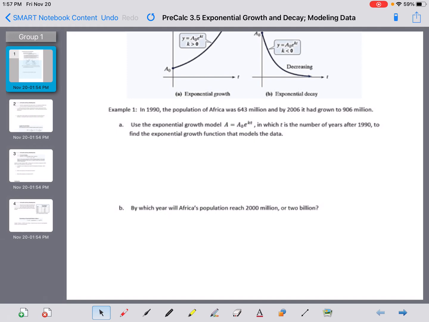In 1990, the population of Africa was 643 million, and by 2006, it had grown to 906 million. Use your exponential growth model, which, by the way, will be given to you when you need it, A equals A sub 0 e to the kt power, in which t is the number of years after 1990, to find the exponential growth function that models the data. Anything with the 0 in the subscript is our initial, so we're talking about our initial population. The A without that is talking about the new one, okay?